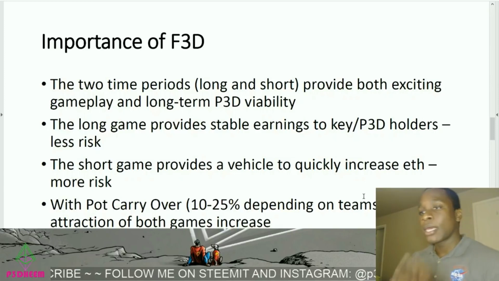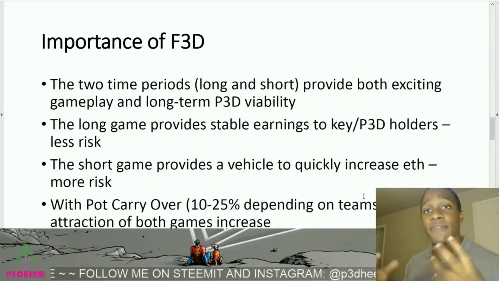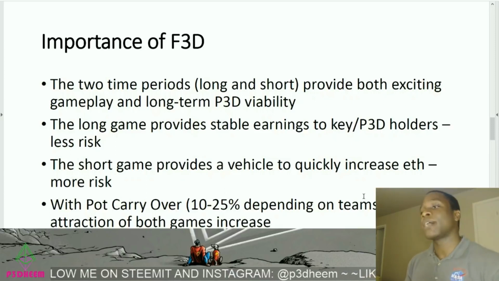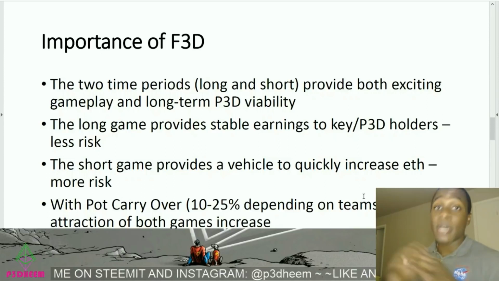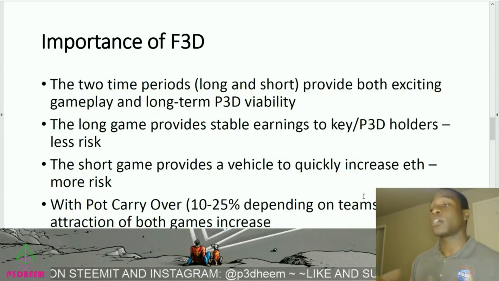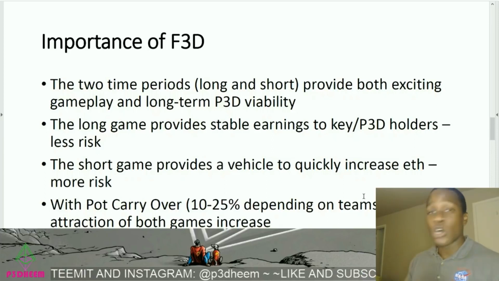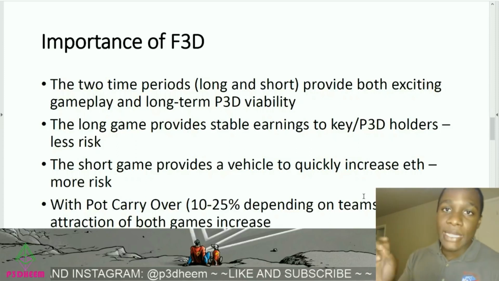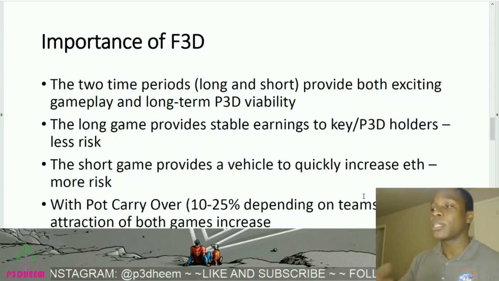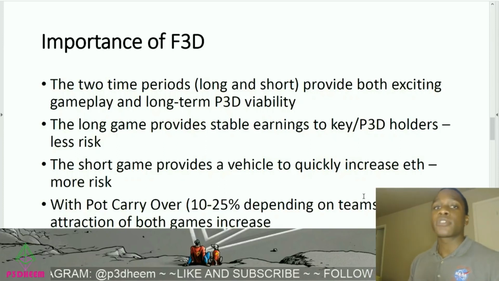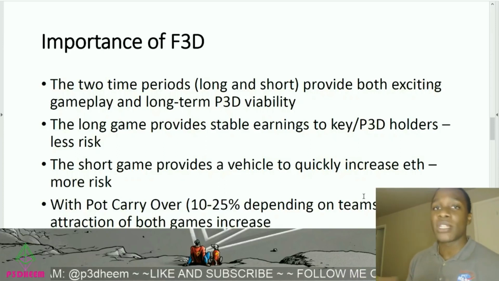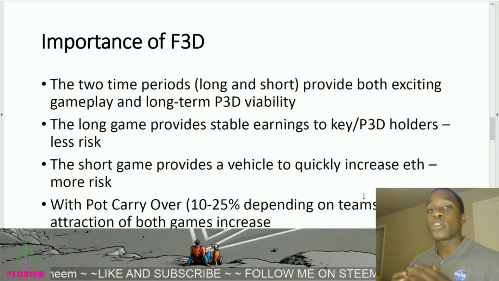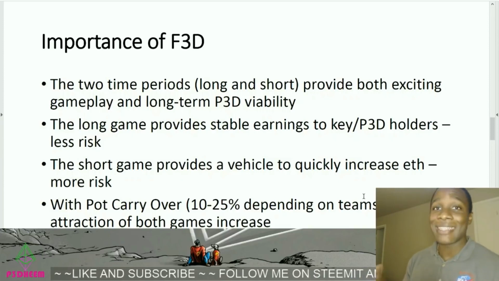So these two time periods, as I stated before, if they're able to exist simultaneously, we will increase the long-term viability of P3D because we have stable earnings over time. Now, I failed to mention this last time, but as long as the long contract is going on, those dividends and that ETH from that contract are given back to the P3D holders, right? And this also is a less risky proposition. You can get in relatively early. Anything below 500 ETH is what I'm thinking as far as the early game. As long as you get in before that 500 ETH mark, you're going to make a lot in dividends.